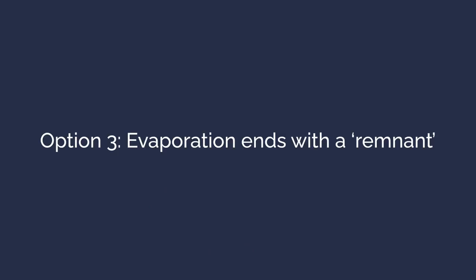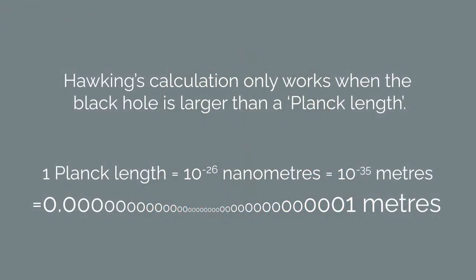Option number three is remnants. I've told you that Stephen Hawking's calculation of the properties of Hawking radiation should be completely valid, since in the case of black holes, we know how to combine the equations describing quantum mechanics with the ones describing gravity. However, technically speaking, this is actually only true when the black hole is bigger than something called the Planck length, which is about 10 to the power of minus 26 nanometers. This is really, really small.